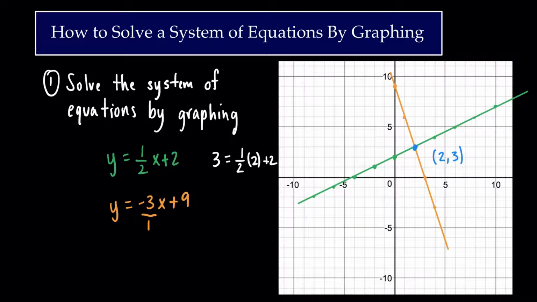So is that true? Is that true that 3 is actually equal to 1/2 of 2 plus 2? Yeah, that's correct. What about this one? Is it true that 3 is equal to negative 3 times x, which is 2, plus 9? So is that true? 3 is equal to negative 6 plus 9. That is also true. So this is a really nice way to check and make sure that your solution is actually correct. So let's look at a couple more examples here.